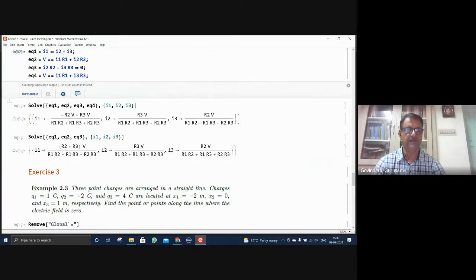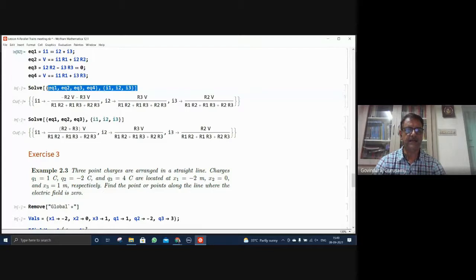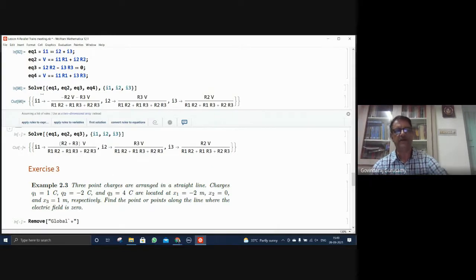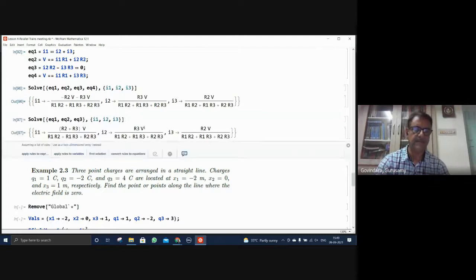Now Solve. You can see in the list I'm putting all 4 equations. There are 3 unknowns but 4 equations. That excess equation doesn't matter. It will be simply ignored; if necessary, it will be used, otherwise ignored. Find out I1, I2, I3. That's all, it has been solved. You can cross check by substituting, to see whether this satisfies all 3 equations simultaneously or not. 3 equations, 3 unknowns, the answer can be taken and solved. They are one and the same.